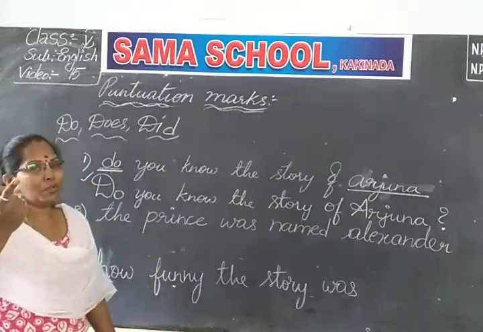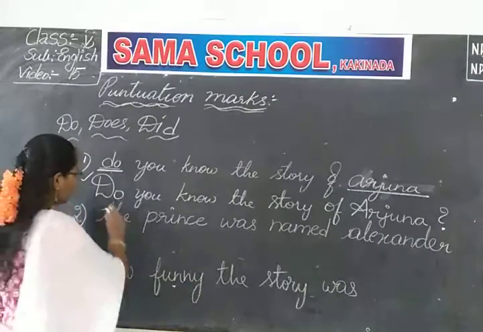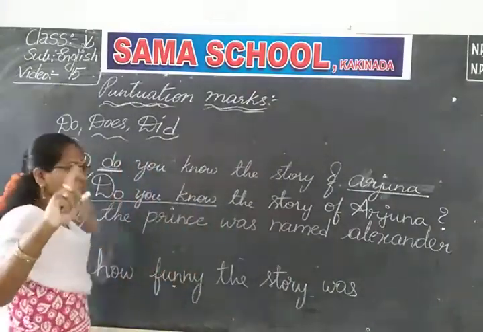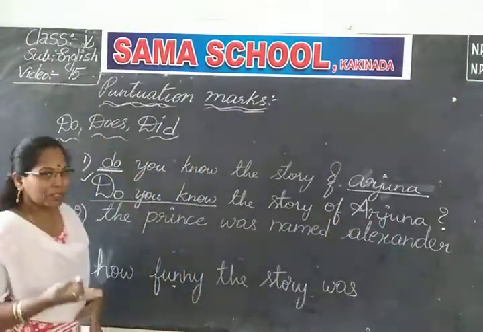What we want to know is about the story of Arjuna. Do you know or not? So the modulation here: do you know? Do you know the story of Arjuna? This is the way we have to read out the sentence.